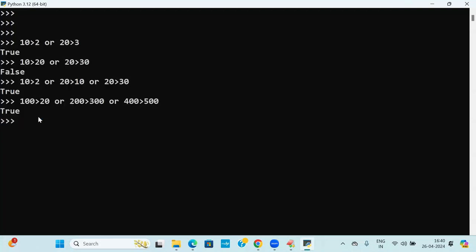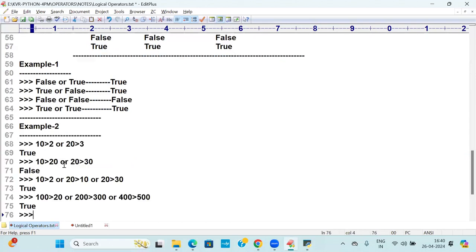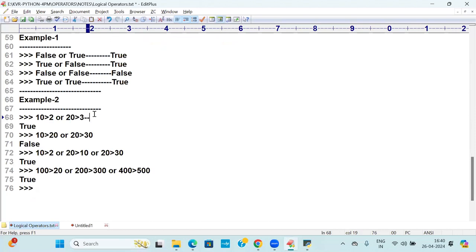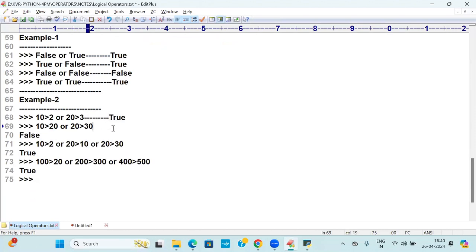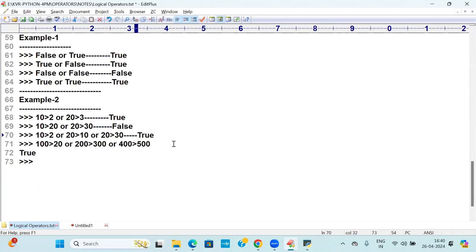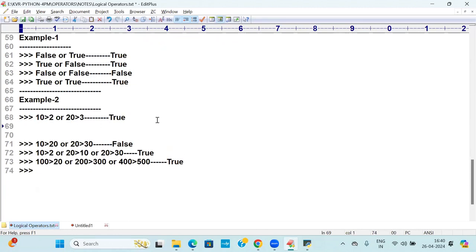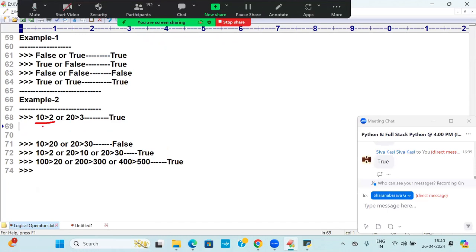Let us carry on, and I will write example number 2. How simple it is. So here I am going to take it. See students, this is called what? True. And this is false. And this is also called false. And this is called what? True. Let us carry on. 10 greater than 2. Come on. True. When it is true, PVM will not go to the second one at all.